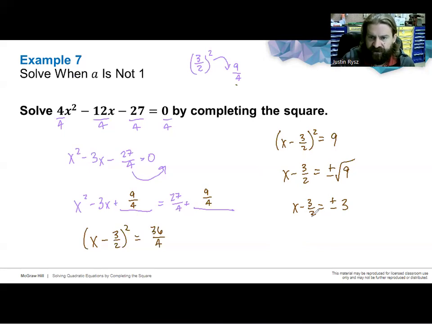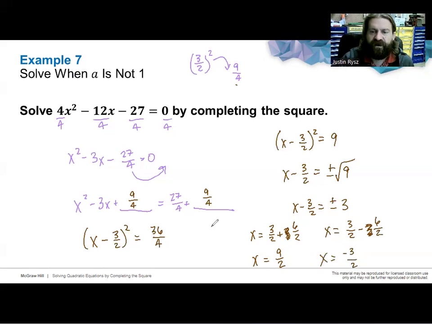Even though that's a fraction and that's a real number, we can add fractions and real numbers together. So x would equal 3 over 2 plus 3, and x would equal 3 over 2 minus 3. If I had 3 over 2 plus 3, that would be the same thing as 6 over 2, so we get 9 over 2, or 9 halves, or 4.5. If I subtract 6 over 2, that'd be negative 3 over 2, or negative 1.5. There are two solutions.